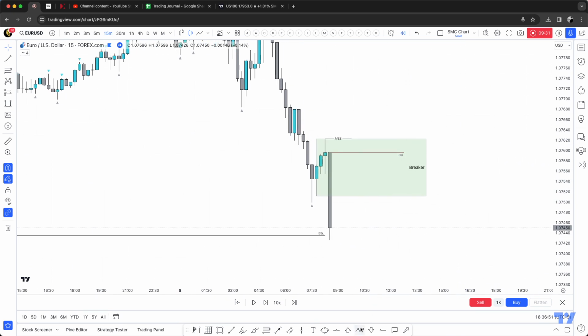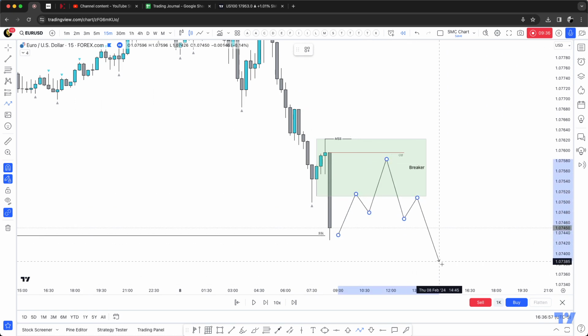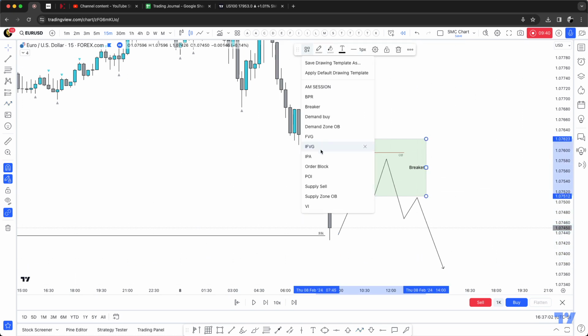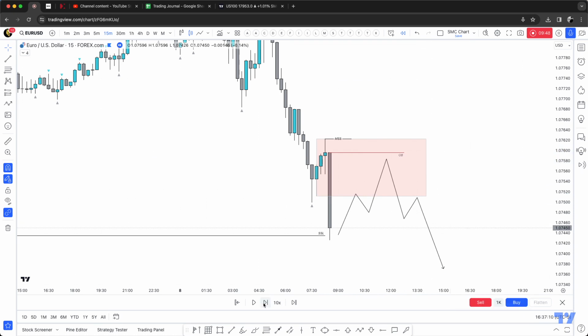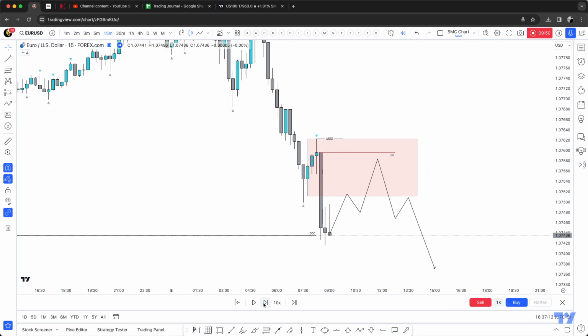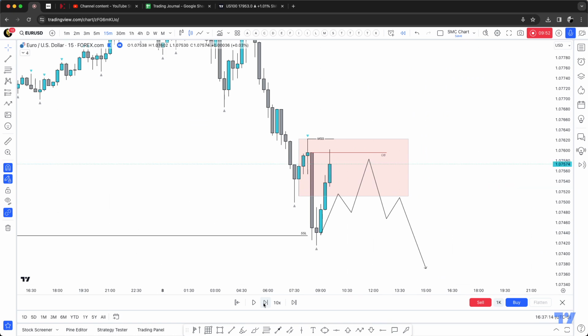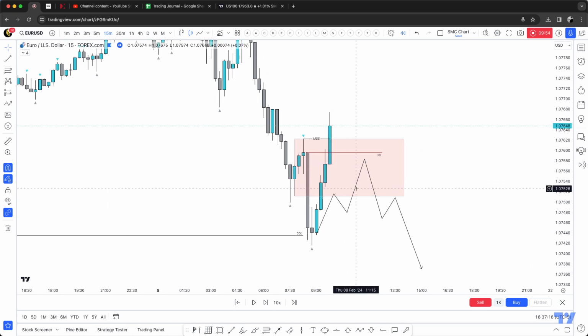Technically, if you are an SMC trader, you'll be looking for a sell somewhere here and then looking for a continuation to the downside, right? So at this point, this was not a breaker block. This was probably a supply. You would mark it up as a supply. But when price starts disrespecting that order block, that supply, you see it's breaking above it.